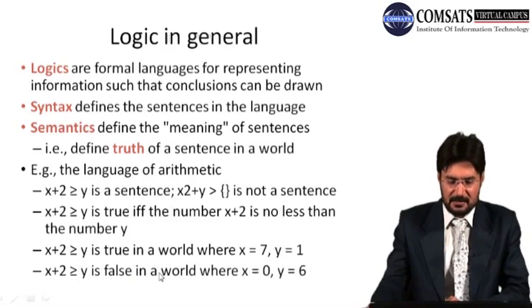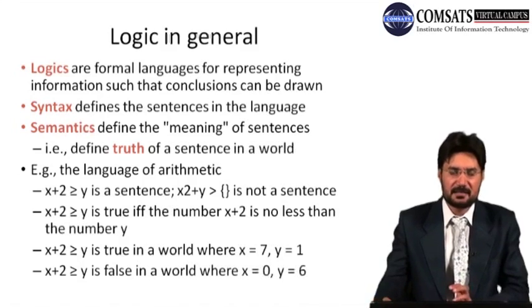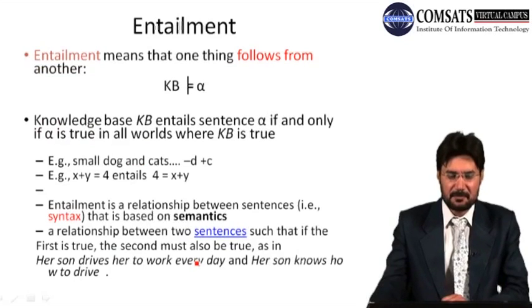हमें यहाँ से पता चल जाएगा कि अगर हम x की वैल्यू 7 रखते हैं तो वो हमेशा y से ज़्यादा होगी. x+2 is greater than or equal to y is false in a world where x is equal to 0 and y is equal to 6. तो ये हमने क्या किया कि हम सिंपल अरिथमेटिक्स में जब किसी भी सिंटैक्स को, किसी भी वर्ल्ड की अंडरस्टैंडिंग में लाते हैं, तो वो हमारे लिए बहुत ईजी हो जाती है. अब हमारे पास एंटेलमेंट्स क्या है?